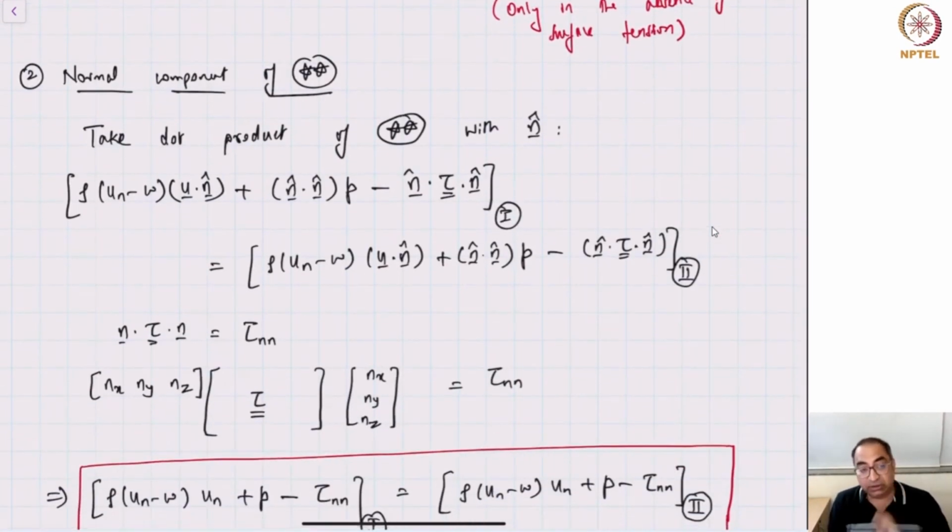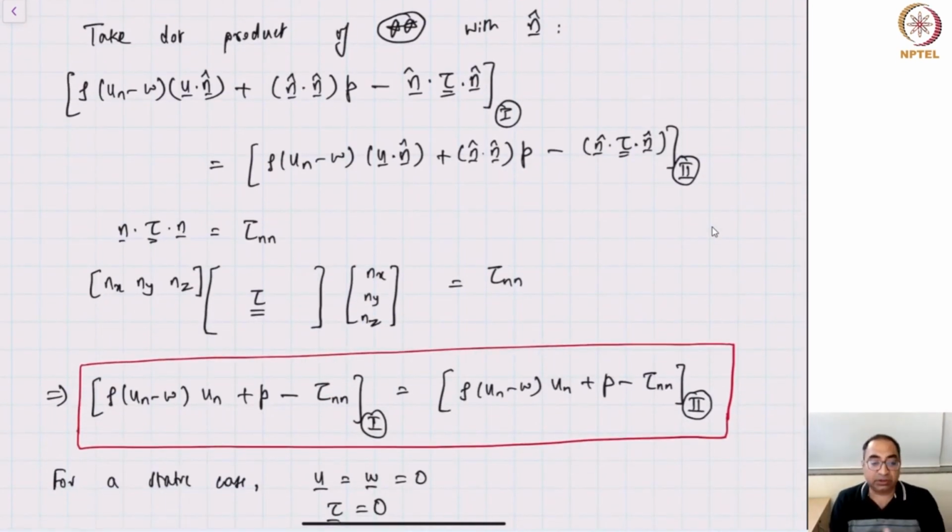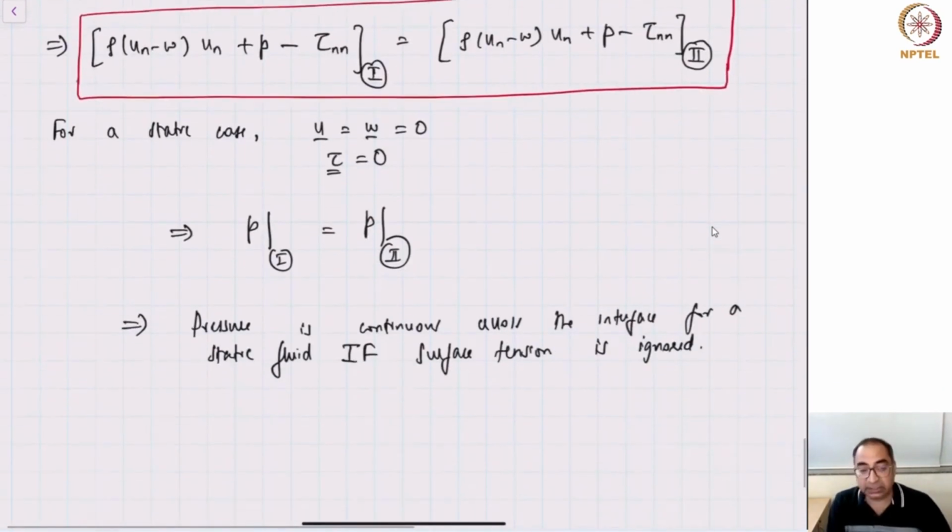To get the normal component, we basically took the dot product, the projection of that momentum jump condition in the normal direction, and we found that for a static case where there is no motion, the interface is not moving, the pressure is continuous across the interface. Again, only if surface tension is ignored. So in the next lecture, we are going to look at the role of surface tension and how we modify these jump conditions across the interface in the presence of surface tension. That's what we're going to do in the next lecture.